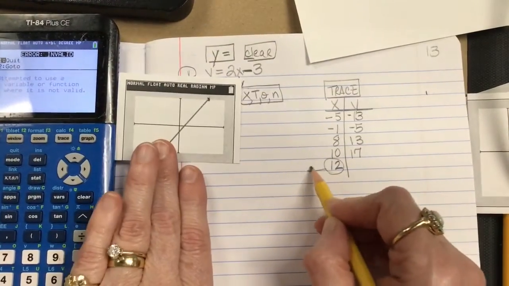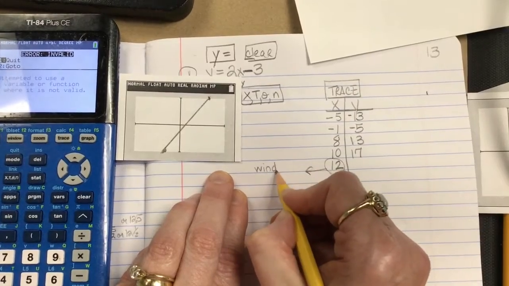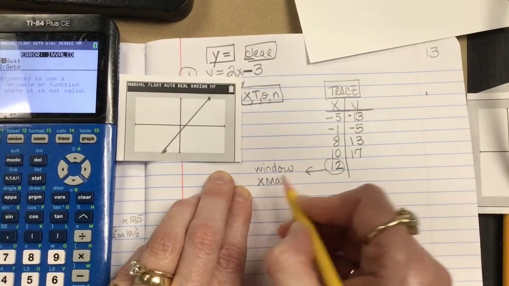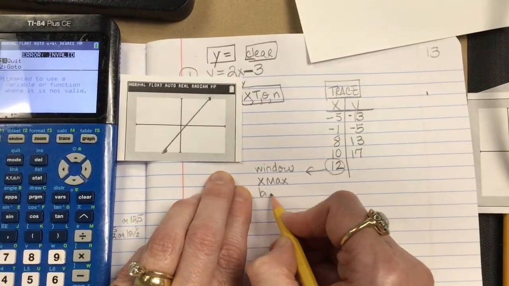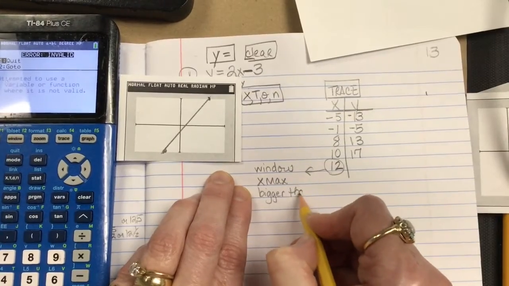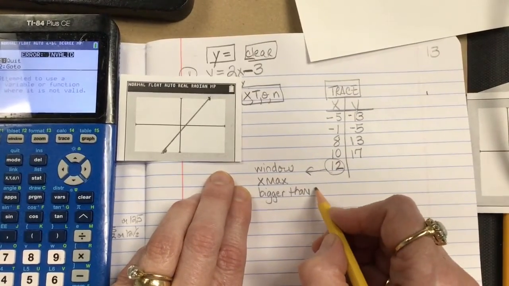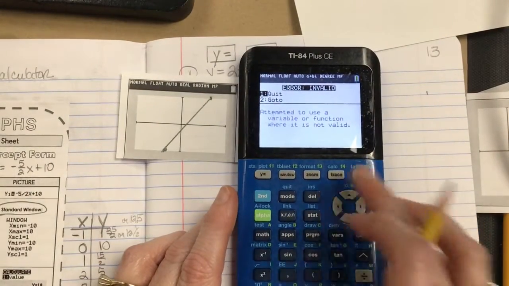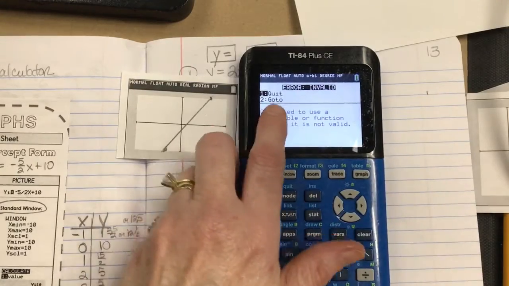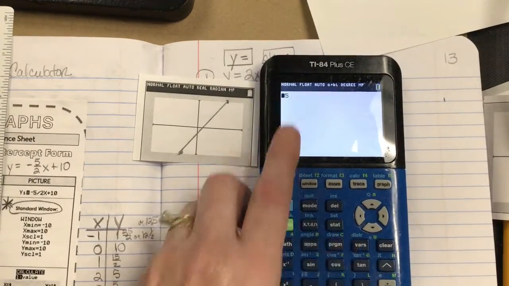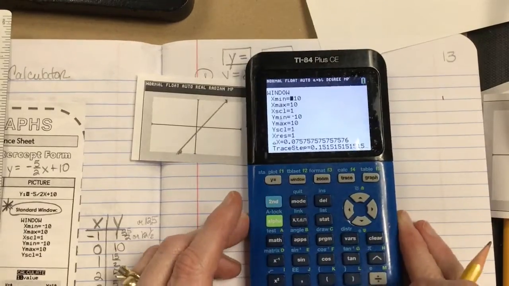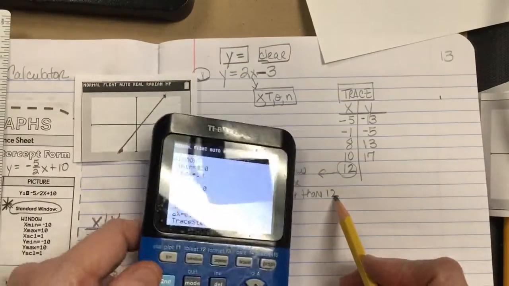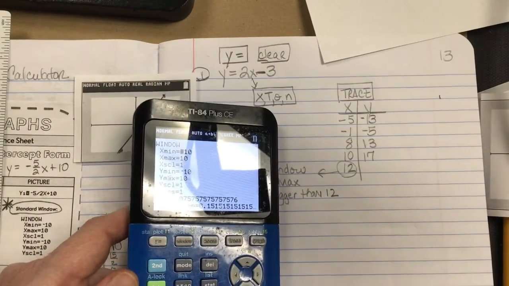So, go to your window and you need to set X max bigger than 12. You can set it at 12, but I prefer a little bit bigger. So what could you do? 13, 14, 15, anything like that. So hit window. Now I probably have to quit to get out of that. It's already on quit. Just hit enter. Do window. Now, which one do we want? X max, because that's where the 12 is. You've got to watch. If I'd said -12, I would have had to change the X min.